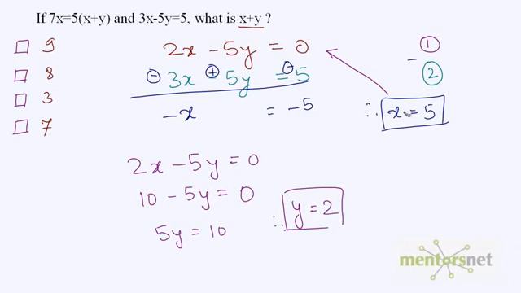Now you have been asked x plus y. So 5 plus 2 is equal to 7. So x plus y is equal to 7.